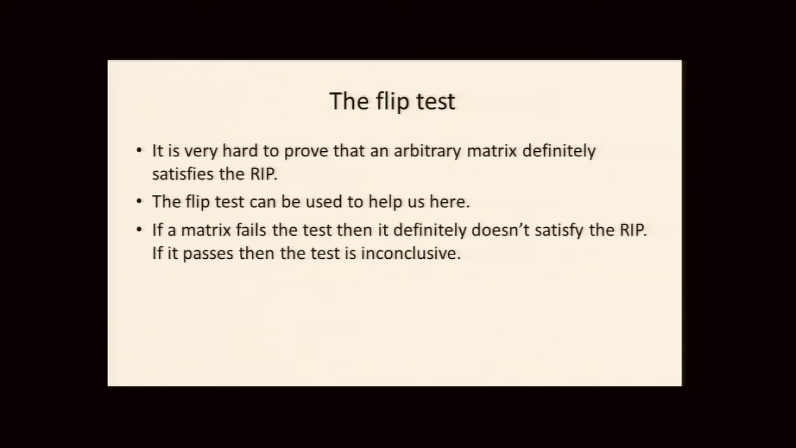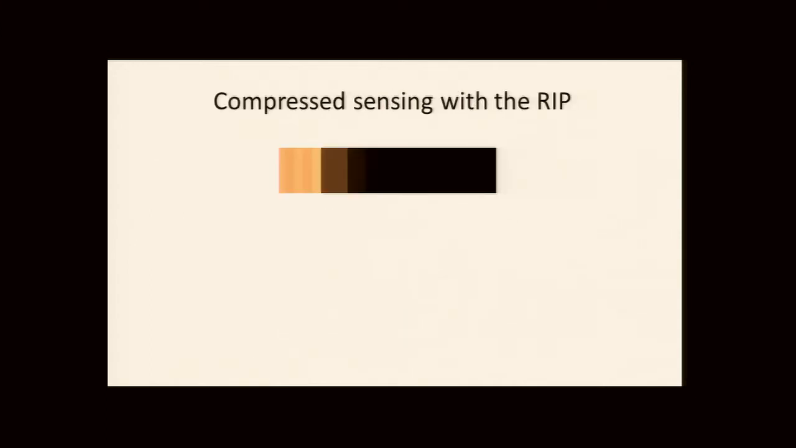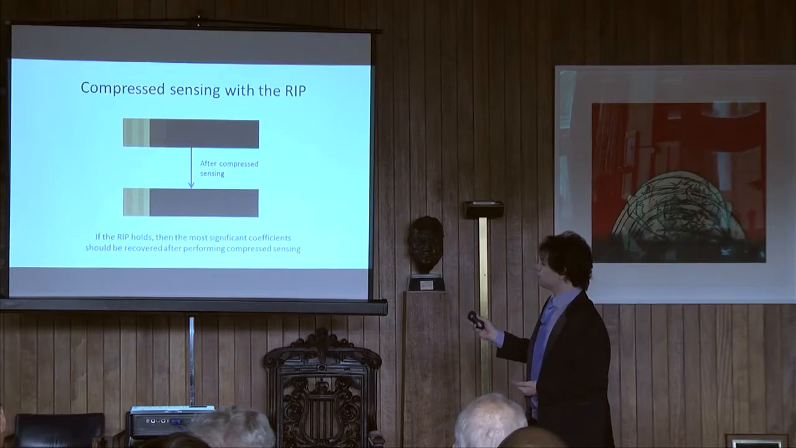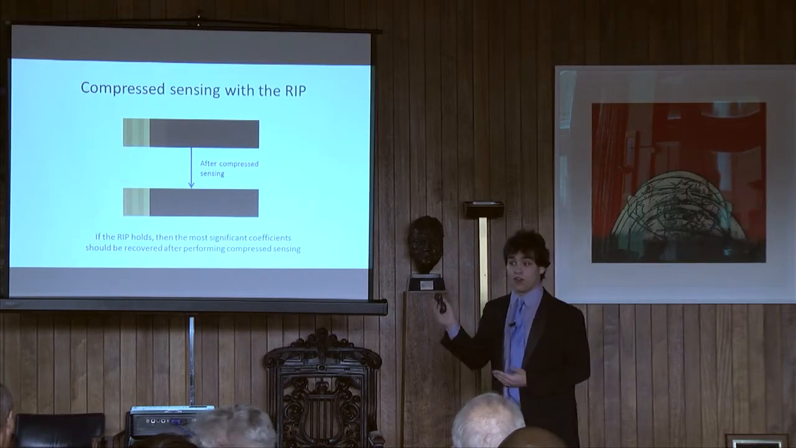Now, the test isn't perfect in the sense that you can pass the test and still not satisfy the RIP. But if you fail it, you definitely don't satisfy the RIP. The way it works is this. We take this vector here, where lighter values represent larger numbers. So this vector is pretty much S-sparse, and we try and recover it. That would be what we'd roughly get when we recover. If the RIP holds, our recovery should be good.